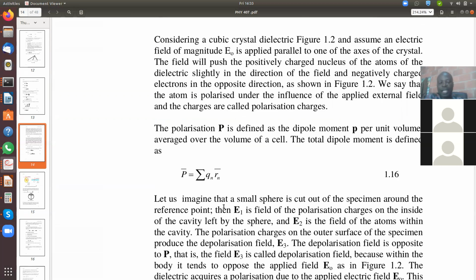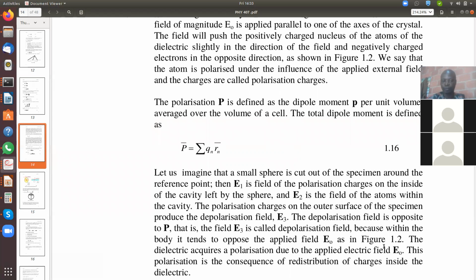Now let us imagine that a small sphere is cut out of the specimen around the reference point. Then E1 is the field of the polarization charges on the inside of the cavity left by the sphere, and E2 is the field of the atoms within the cavity. The polarization charges on the outer surface of the specimen produce the depolarization field E3. The depolarization field is opposite to P, that is, the polarization. The electric field E3 is called the depolarization field because within the body it tends to oppose the applied field E naught, as in figure 2.